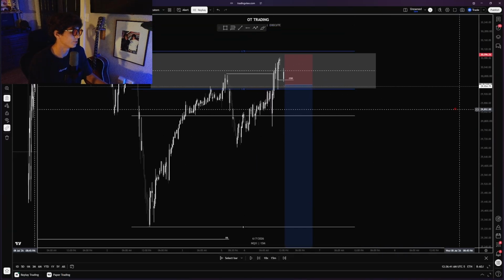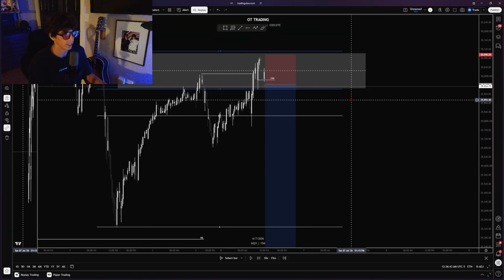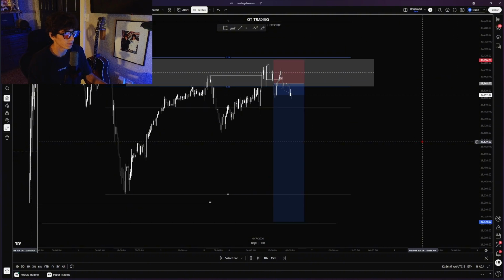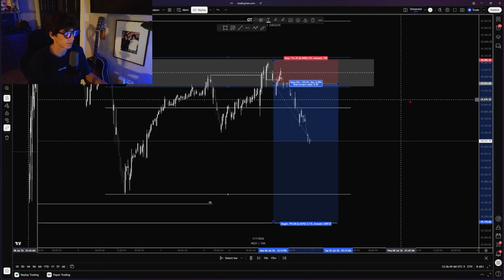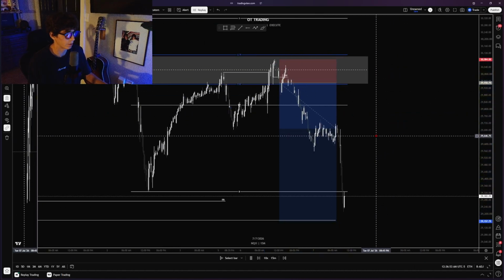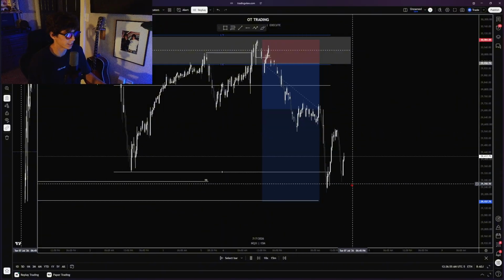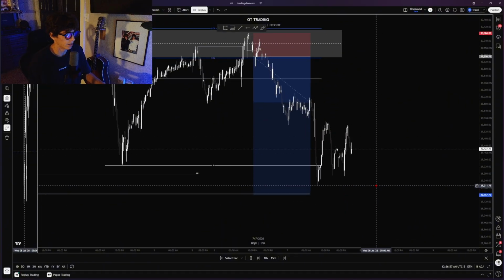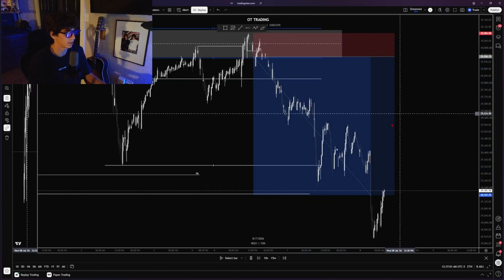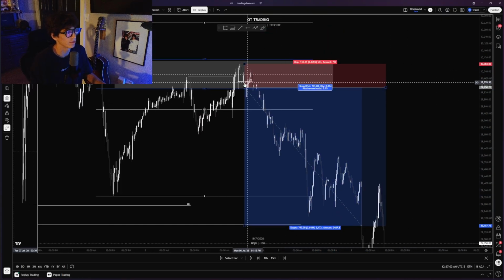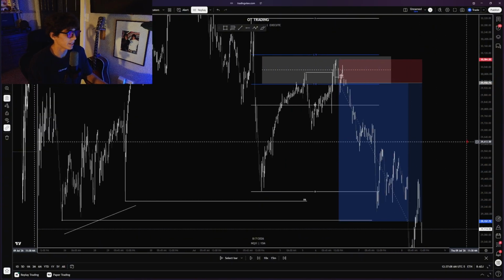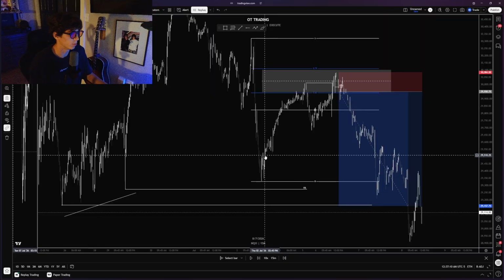Now you just need to time it. And this is what OTE does. It helps you time it because let's just run it here. Extend this. We're getting clear displacement lower. Now we want to just see it continue to move lower. So we take out this low and then sweep the rest of those lows. So this is obviously a long trade to hold, but as you can see, it gave me a clear direction on where the drawn liquidity was.